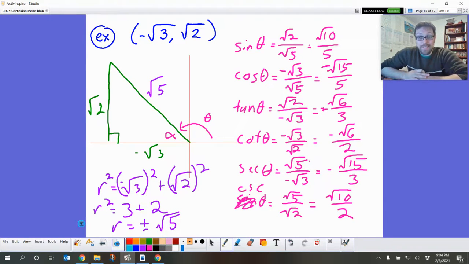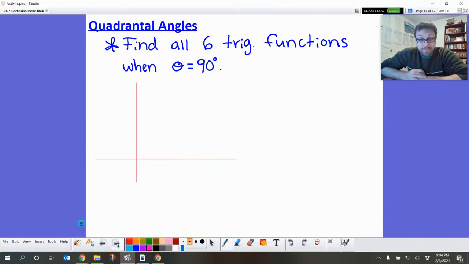All right, one last one, and these ones are the bane of my existence. These ones I really struggle with keeping straight, so really be careful with this one.